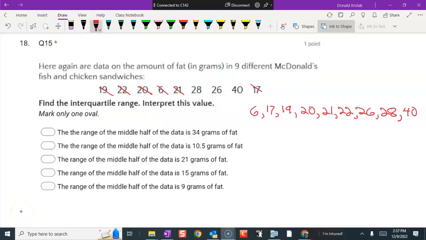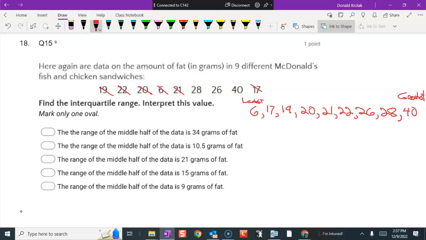All right, so we've got the data of 9 different McDonald's fish and chicken sandwiches, and this tells us how many fat grams each sandwich has. So to find the interquartile range and interpret it, you have to put the values in order from least to greatest. All right, and then what we're going to do is divide it into 4 parts. That's where we get quartiles.